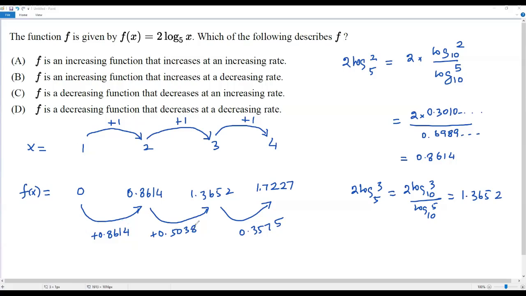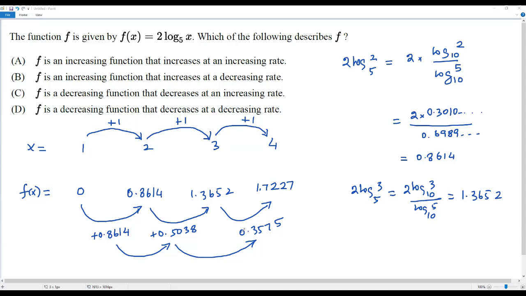Just look at the second increase. It's 0.5038. The second increase is less than the first increase. Look at the third increase, which is 0.3575, which is less than the second increase. So every time the rate of increase is getting decreased. Look at it, it decreases from 0.8614 to 0.5038. Again, the rate of increase decreases from 0.5038 to 0.3575.